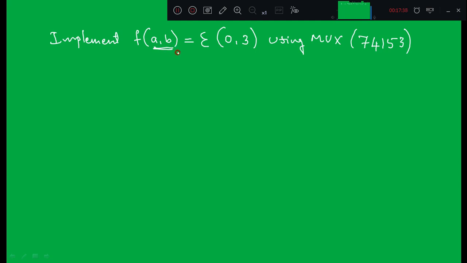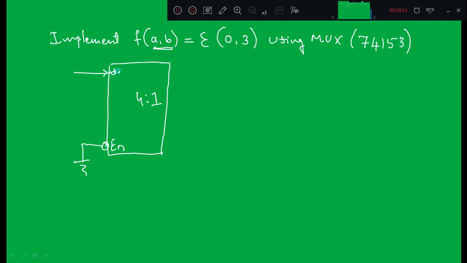If there are 3 inputs, then you can directly use 74151, which is 8:1 mux. And when there are 2 inputs, then you can connect these 2 inputs to 2 select lines. So in that case you can use 4:1 mux, which is 74153. Right, so here only one function is given, so I'll make use of only one 4:1 mux, which is available in 74153.